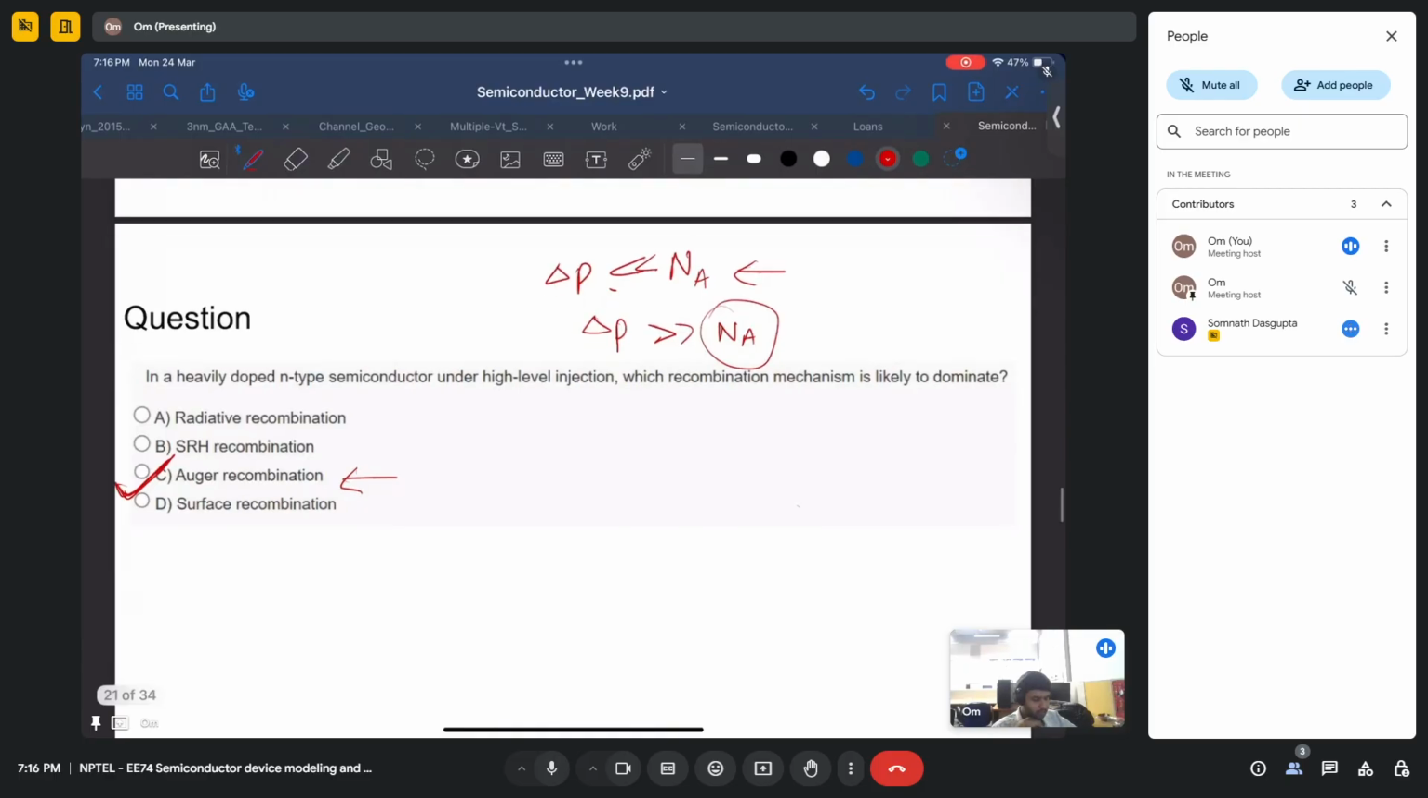Yeah, high level injection is not the key here. All can give you a high level injection condition, but the key here is the dependence of doping and the recombination mechanism.